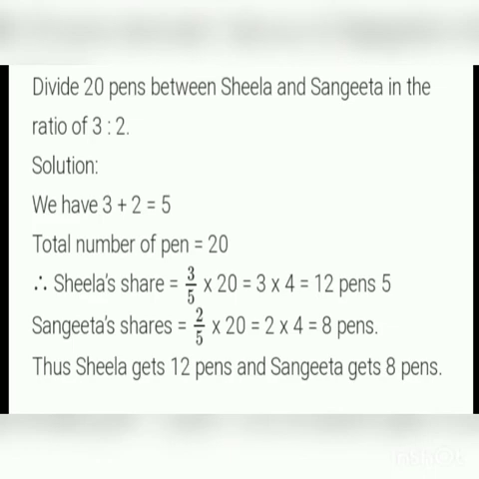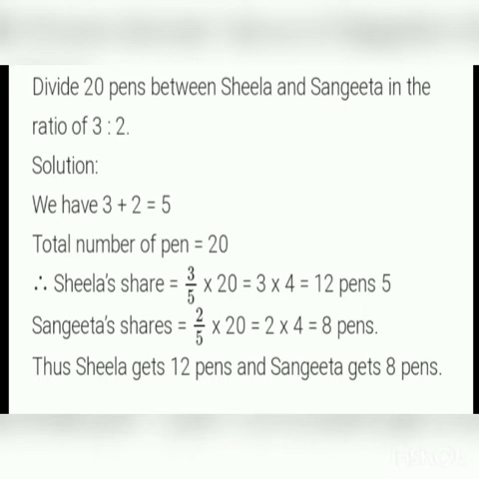Now this 3:2, I said these are the parts they are receiving. So first find out the total number of parts. That is 3 parts for Sheila and 2 parts for Sangeeta. So total how many parts? 3 plus 2, 5 parts are there, isn't it? So that 20 pence we are going to divide into how many parts? 5 parts. Out of these 5 parts, 3 parts should be given to Sheila and 2 parts should be given to Sangeeta. So once again we are dividing in the ratio 3:2, which means 3 parts is for Sheila and 2 parts is for Sangeeta.